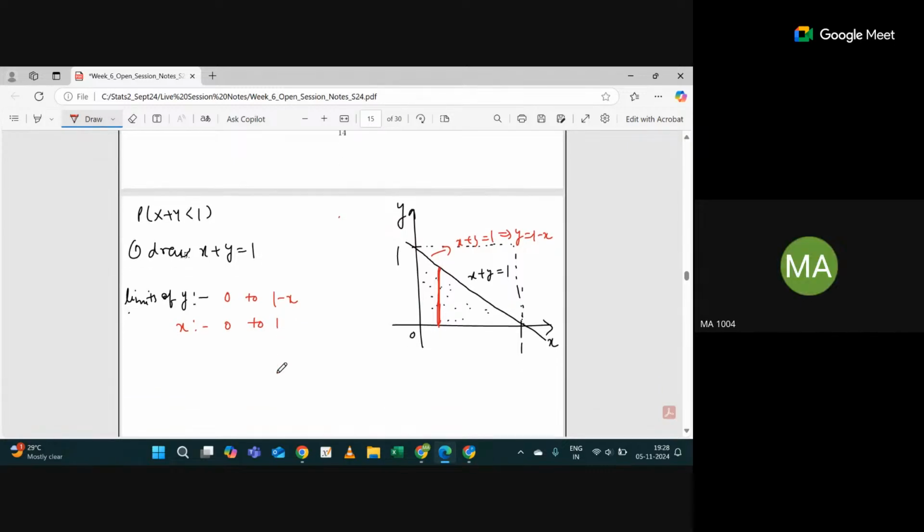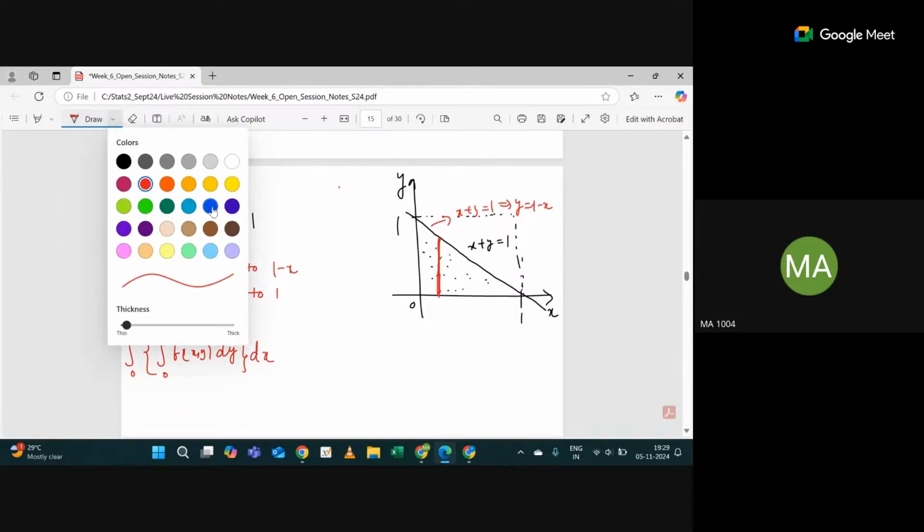Yes. Okay. Now, what you have to do? I'm not going to do the derivation now. The derivation is the same, just the limits change. So it will be the integral from 0 to 1 of the integral from 0 to 1 minus x of f(x,y) dy dx. Yes or no?